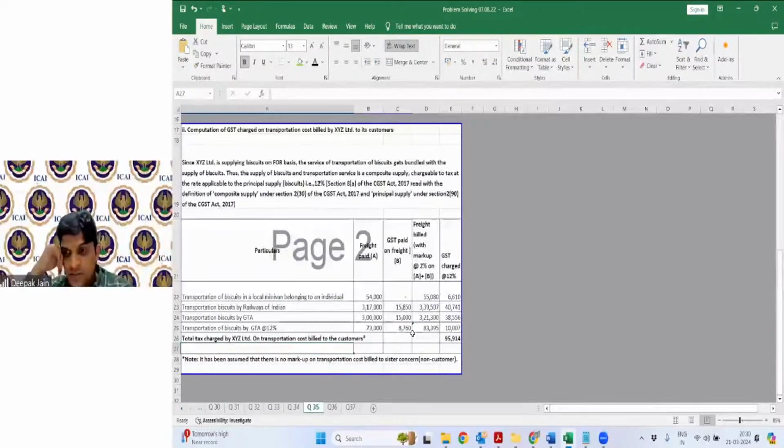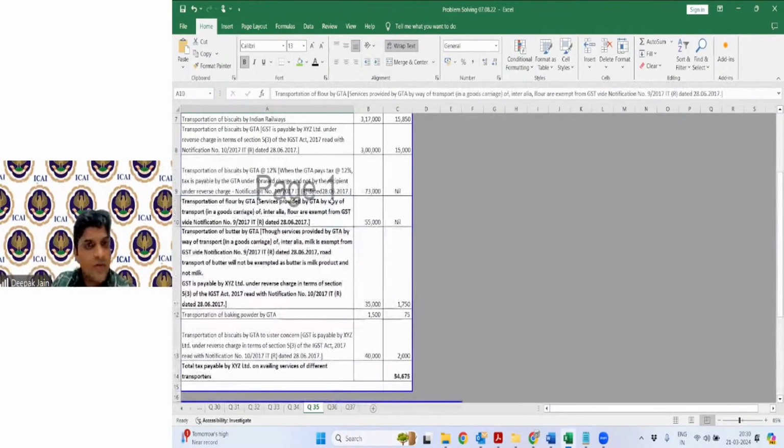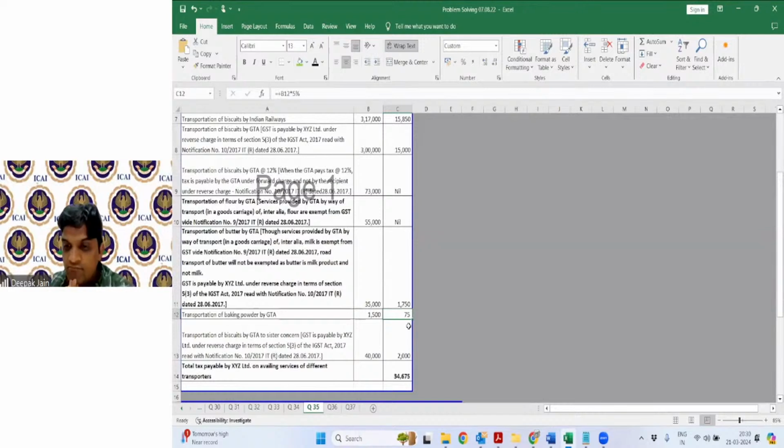So transportation of baking powder by GTA is exempt because transportation of goods by GTA is exempt. Baking powder pe. No, it is not exempt. It is taxable. I'll take your question tomorrow. And I didn't get actually the point where I should do it. Okay. So you were watching on YouTube. Okay. On BOS, you could ask questions. Fine, no worries.